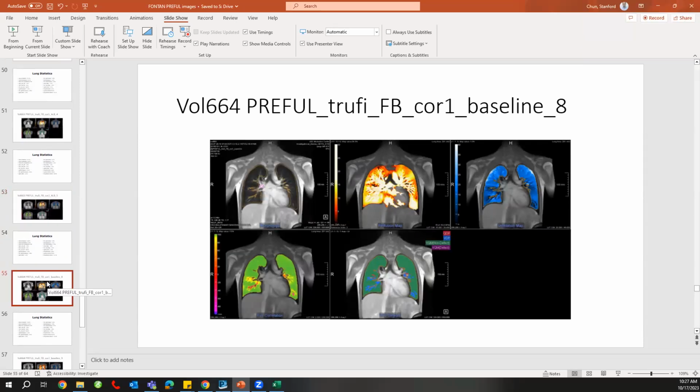And another one, this one's another well-controlled patient with asthma. This is pre-albuterol. Maybe a little bit of ventilation defect here, maybe here.